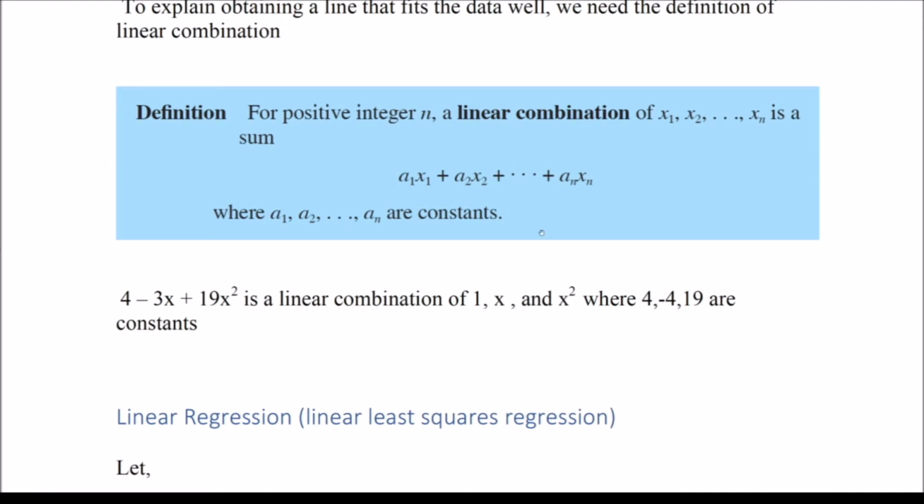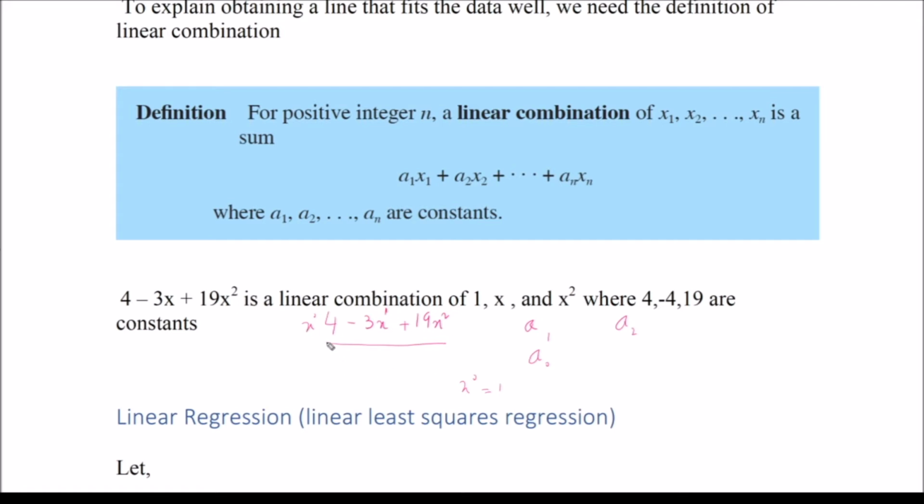The constants are the ones which are a1, a2, a3 and a4. So if I write this in another form, applying a1, a2, a3 and a4, how does it look? My equation here is 4 minus 3x plus 19x squared. When you take this equation, what is my a0 equal to, what is my a1 equal to, what is my a2 equal to, right? You can see x to the power 0 is equal to 1, right? So here you have x to the power 0, and this is x to the power 1, this is x to the power 2.